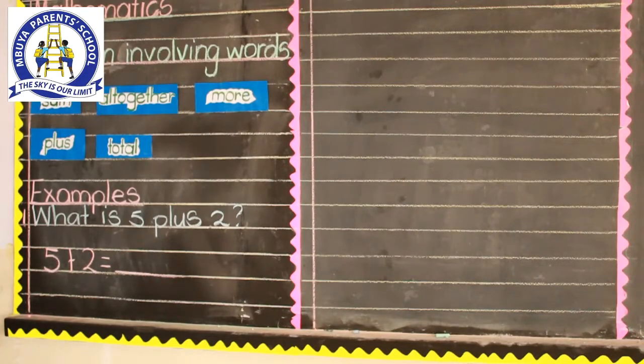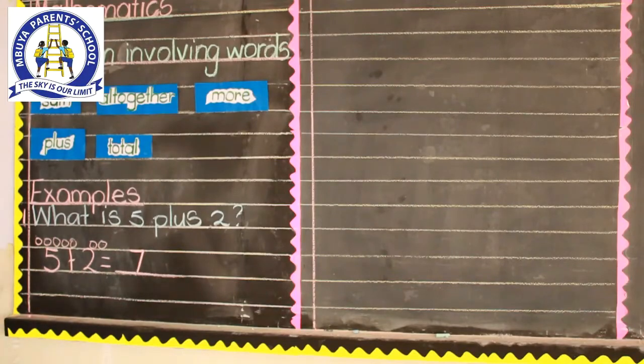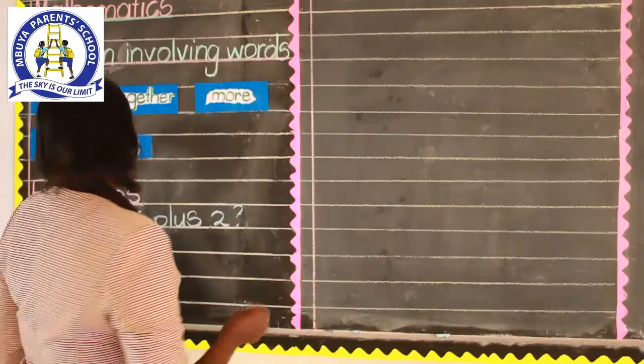Children, we can use balls as well. Let's count the balls here. 5 plus 2. Here we draw 5. Count them. 1, 2, 3, 4, and 5. Then plus 2. 1, 2. We count the total number of balls. 1, 2, 3, 4, 5, 6, 7. So here the answer is 7. Are we together? That is example 1. Let's look at example 2.